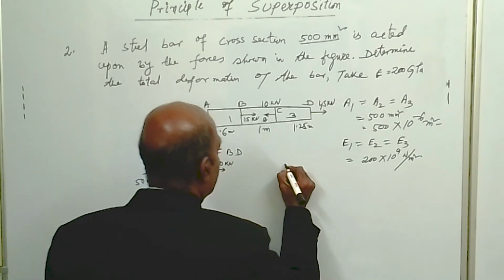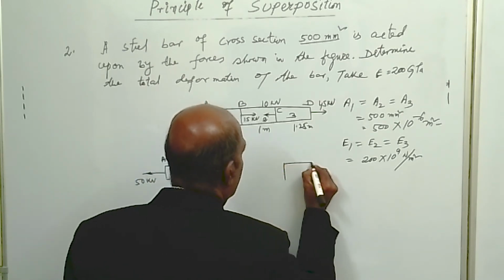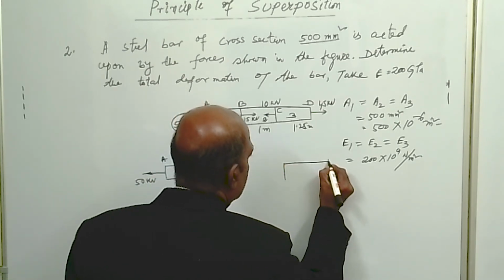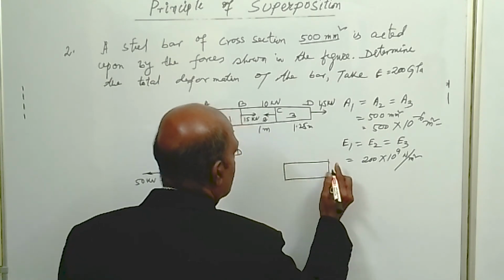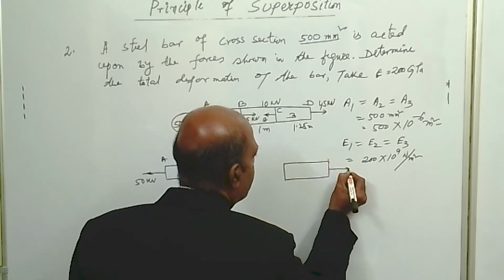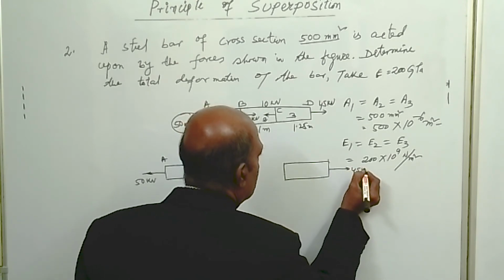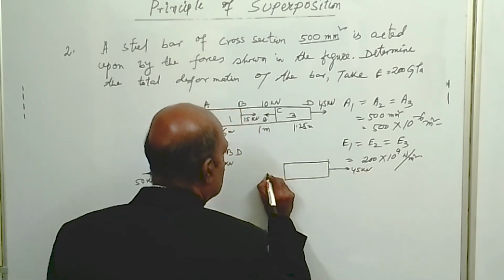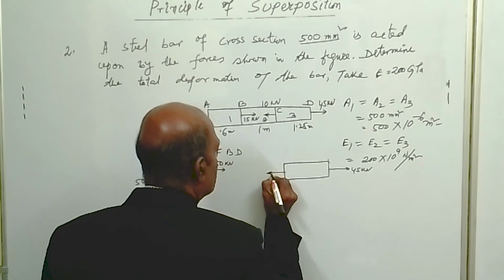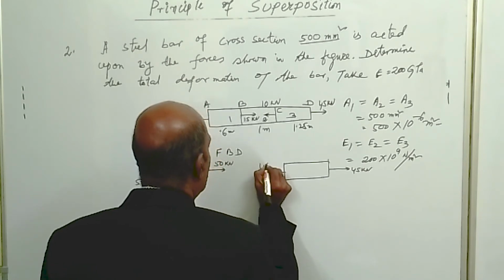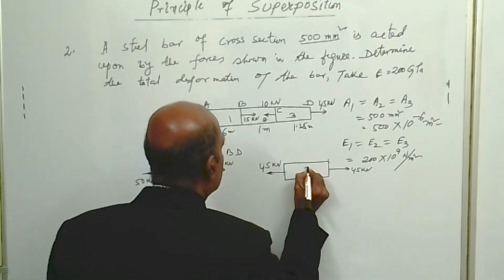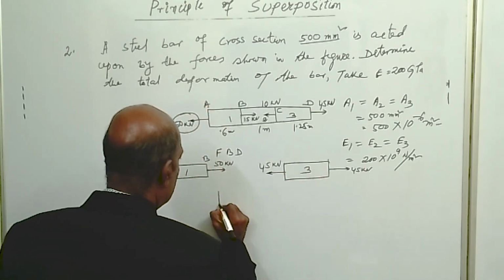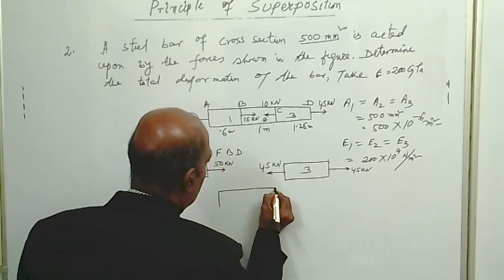Now we will see segment 3. So for segment 3, the load acting is 45 kilonewton. This also will be 45 kilonewton because it is a tensile load. This is segment 3.